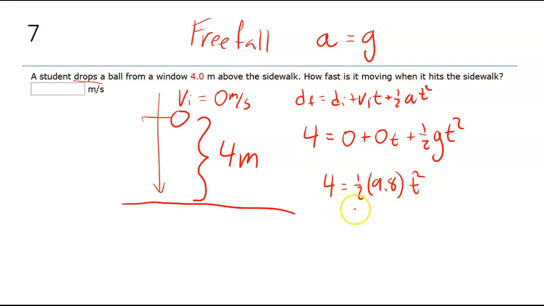I end up with 4 divided by 4.9 is equal to t squared. Take a square root. And I would get time, for me, equal to about 0.9 seconds.